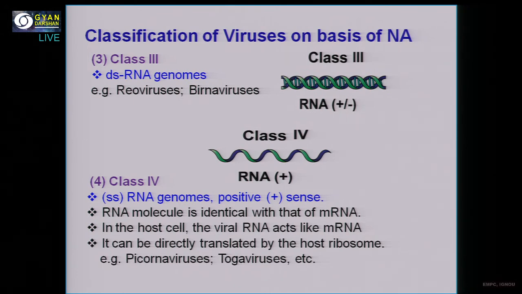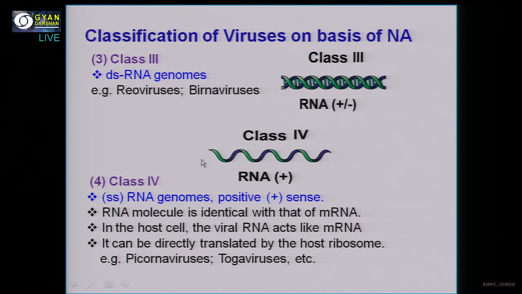In the class third category, these viruses have a double stranded RNA genome. The best examples are reovirus and rotavirus. And you can see in this figure that double stranded RNA is there, so it comes under the class third category of viruses.